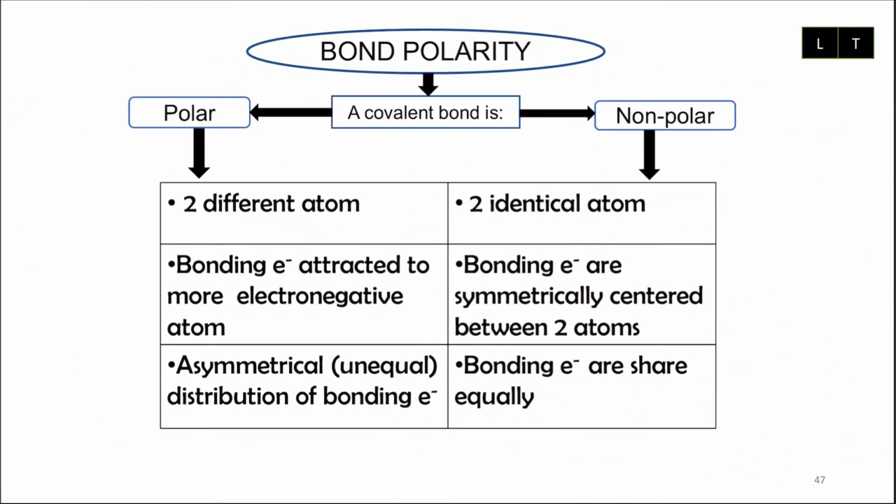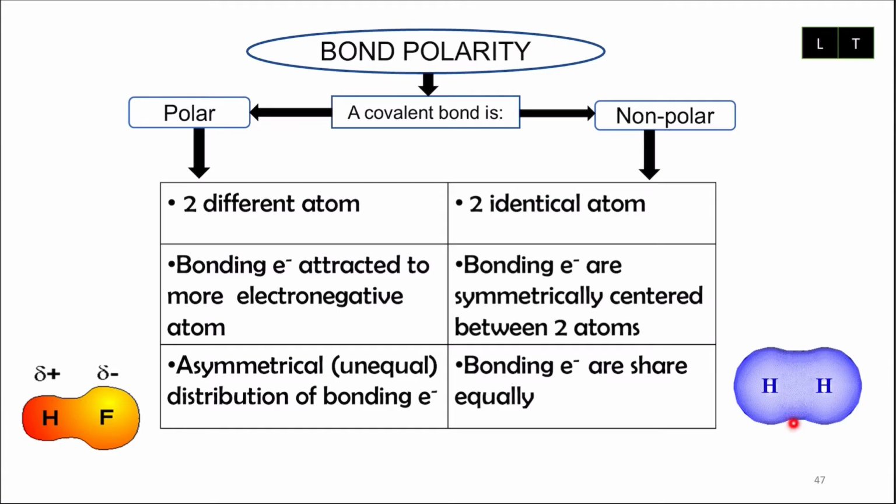As a conclusion, we can summarize that bond polarity is a covalent bond where kalau kita ada polar bond, dia between two different atoms, and then bonding electron attracted to more electronegative atom dan distribution of bonding electron itu tidak sama. Contoh dia macam HF. Next, kita ada non-polar covalent bond between two identical atoms and bonding electrons are distributed symmetrically between two similar atoms dan dia share equally. Contoh dia macam hydrogen molecule.